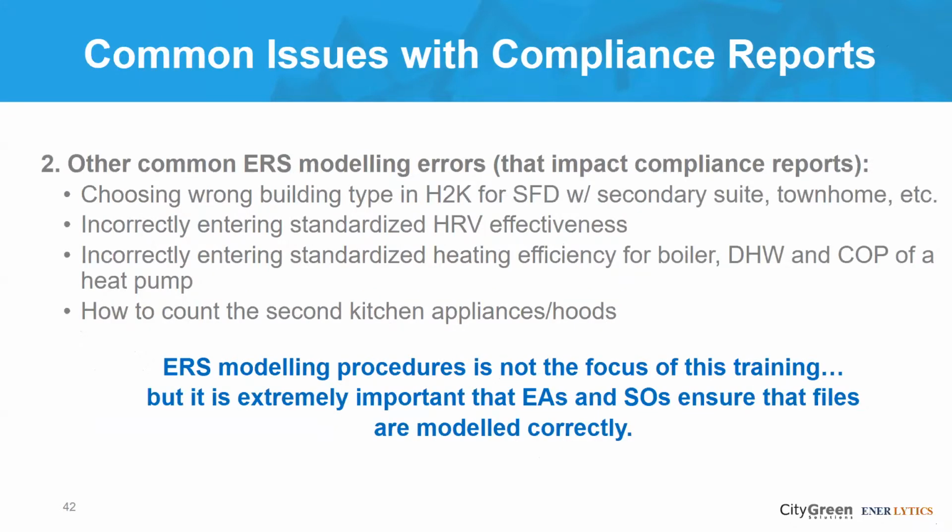Another common issue with compliance reports is that there are some ERS modeling errors within the report that impact the compliance report. So in certain cases, this is choosing the wrong building type in HOT2000 for single family detached with secondary suite, townhome, and so on. This could be incorrectly entering standardized HRV effectiveness or incorrectly entering standardized heating efficiencies for heating systems.